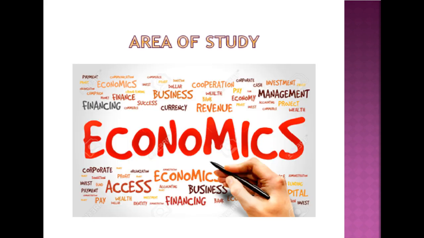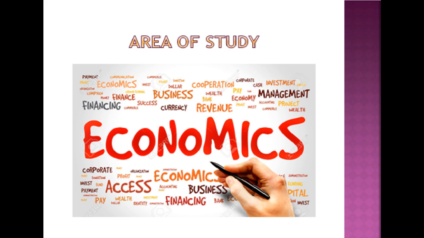For example, economics studies what? It studies finance, money, revenue, economy, and business. So all this has got to do with economics. So like this, there are different kinds of science. It can be earth science, it can be economics, it can be psychology, it can be sociology. And in the same way, every science has its own areas of study.